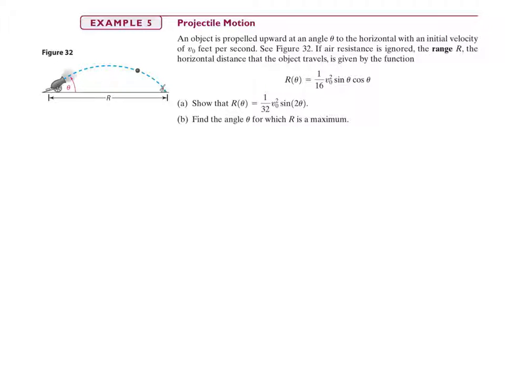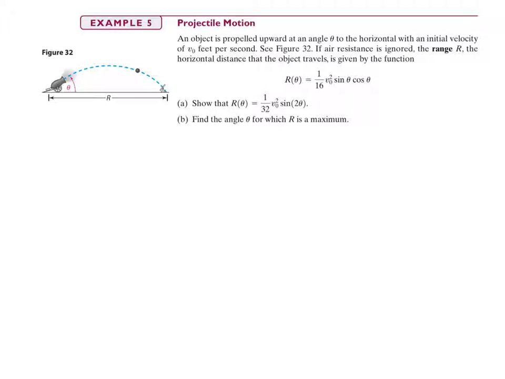Alright, here's another example. It says an object is propelled upward at an angle theta to the horizontal with an initial velocity of v sub 0 feet per second. If air resistance is ignored, the range r, or the horizontal distance, is given by the function 1 over 16 times the initial velocity squared times sine of theta times cosine of theta. First question says, show that that function can be rewritten as just 1 over 32 times initial velocity squared times sine of 2 theta.